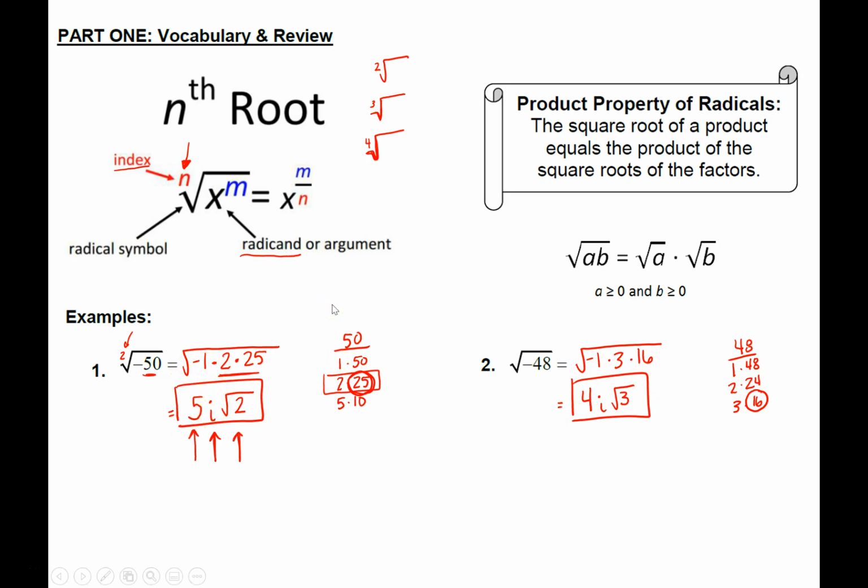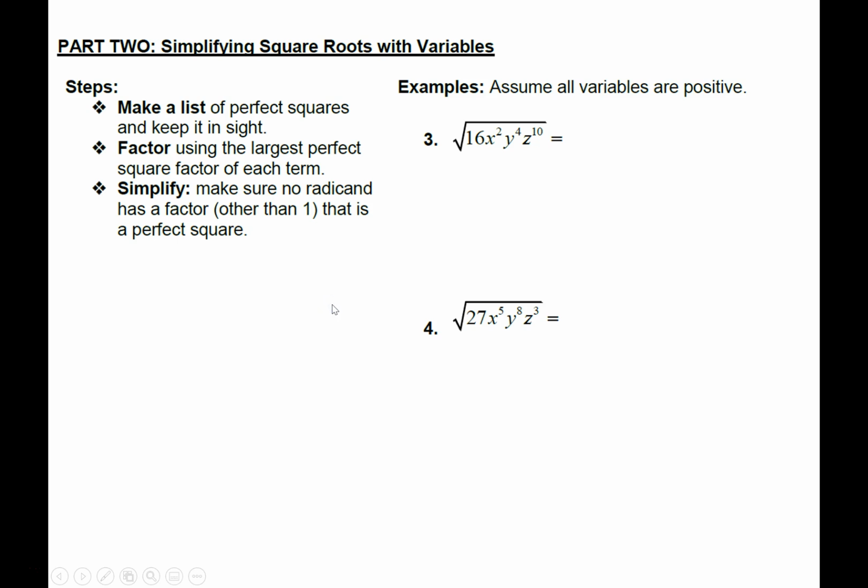We're going to move on to some new things now. The first new thing is actually pretty similar to what we've already been doing, but we're going to add variables now. So we're still going to make a list of the perfect squares and keep it in sight, and we're going to factor using the largest perfect square. That part's all the same. And we're going to be doing this with the variables too, and we're going to make sure that no radicand has a factor other than one that's a perfect square. So let's look at that.